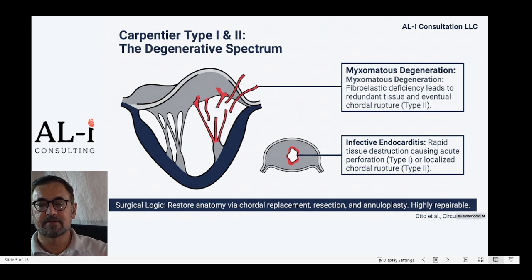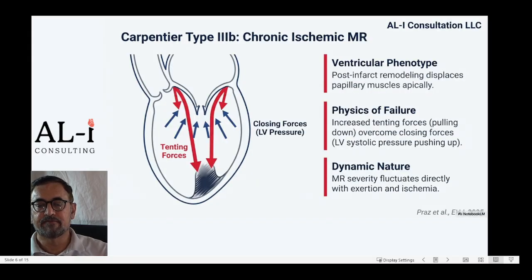Type 3B, on the other hand, is the hallmark of leaflet tethering from a remodeled left ventricle in ischemic or dilated cardiomyopathy. Increasing tenting forces underlie the physics of failure, and this failure is dynamic in nature.